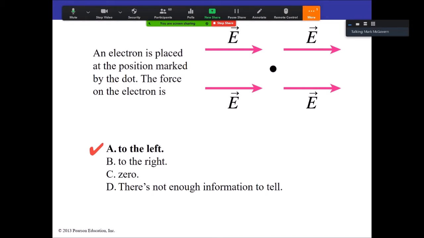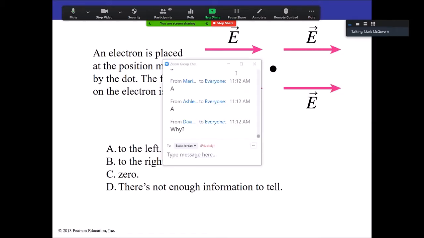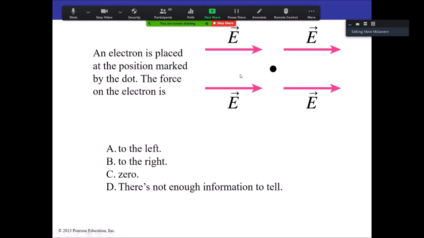But it's A. The answer is A. No, what's going on here? Well, the idea is the direction of the force. Let's go back. Let's go back. We're going back. Why? Exactly.